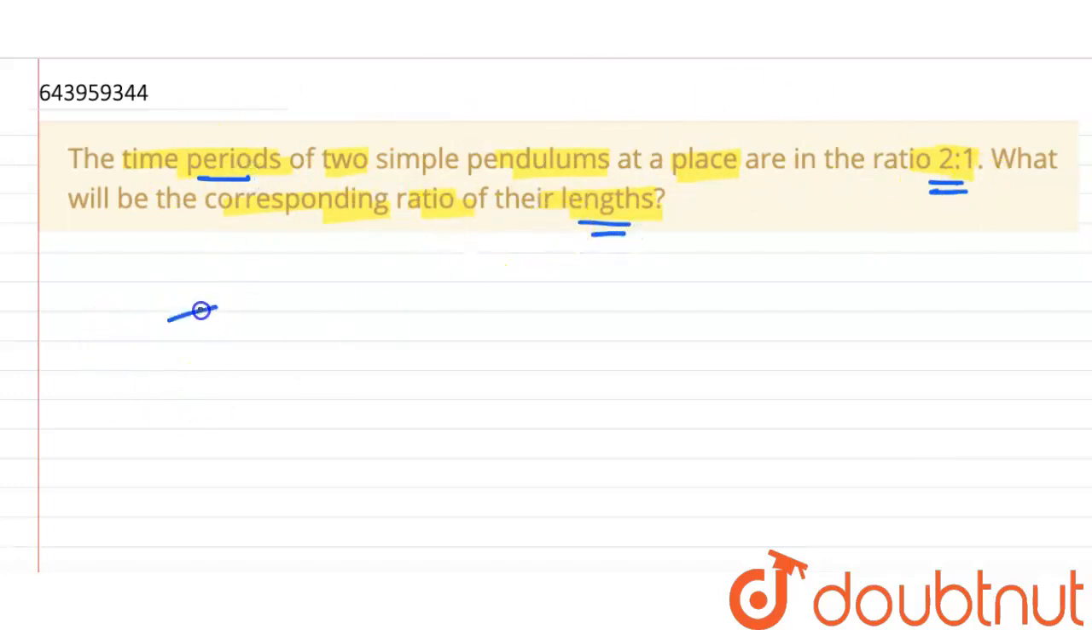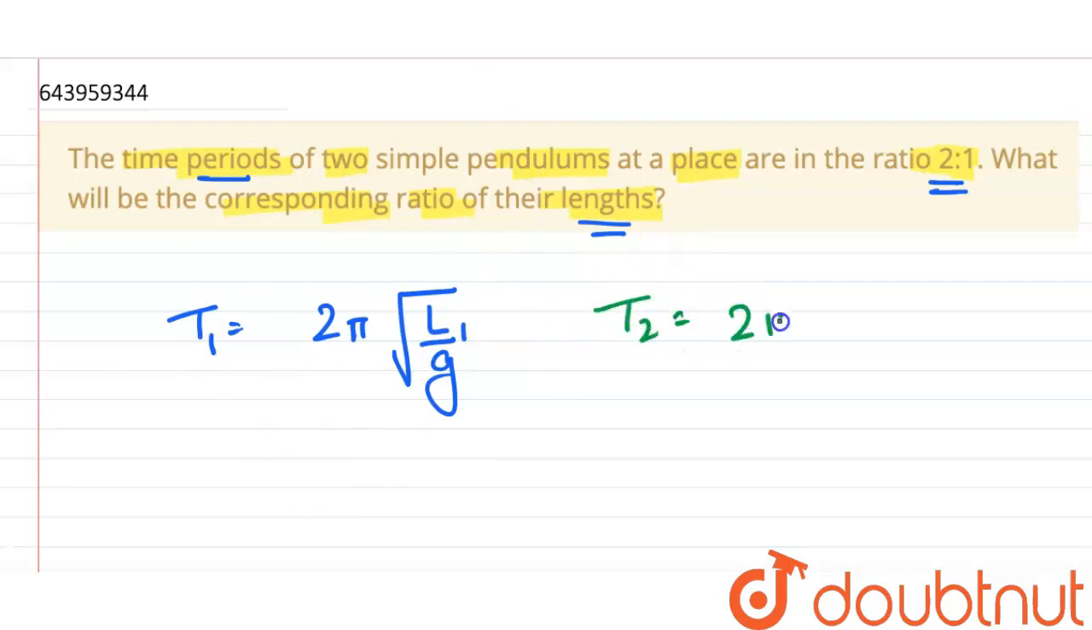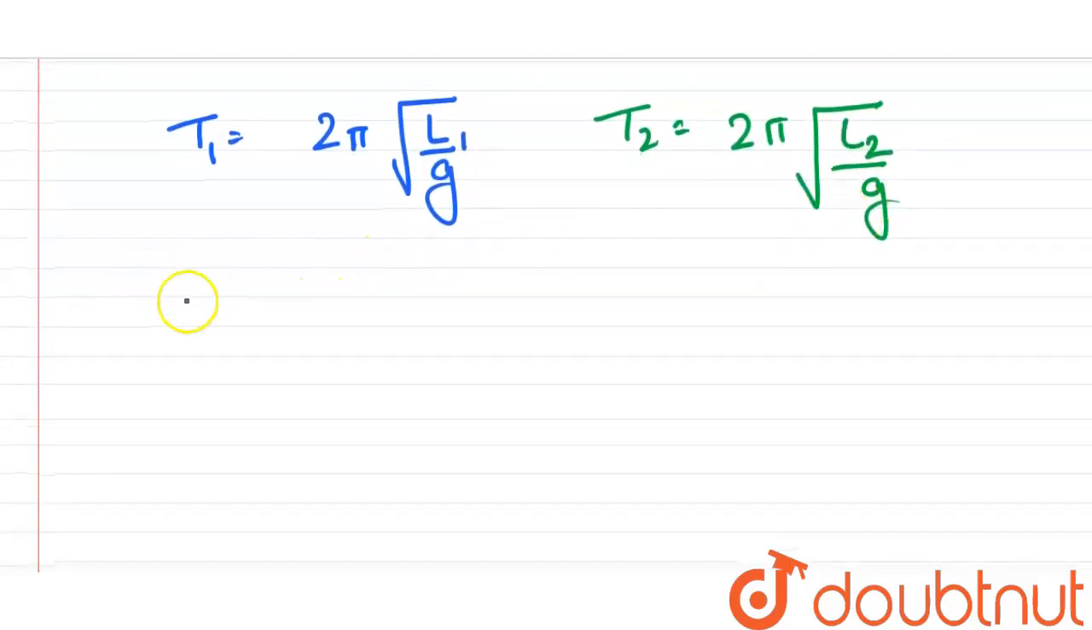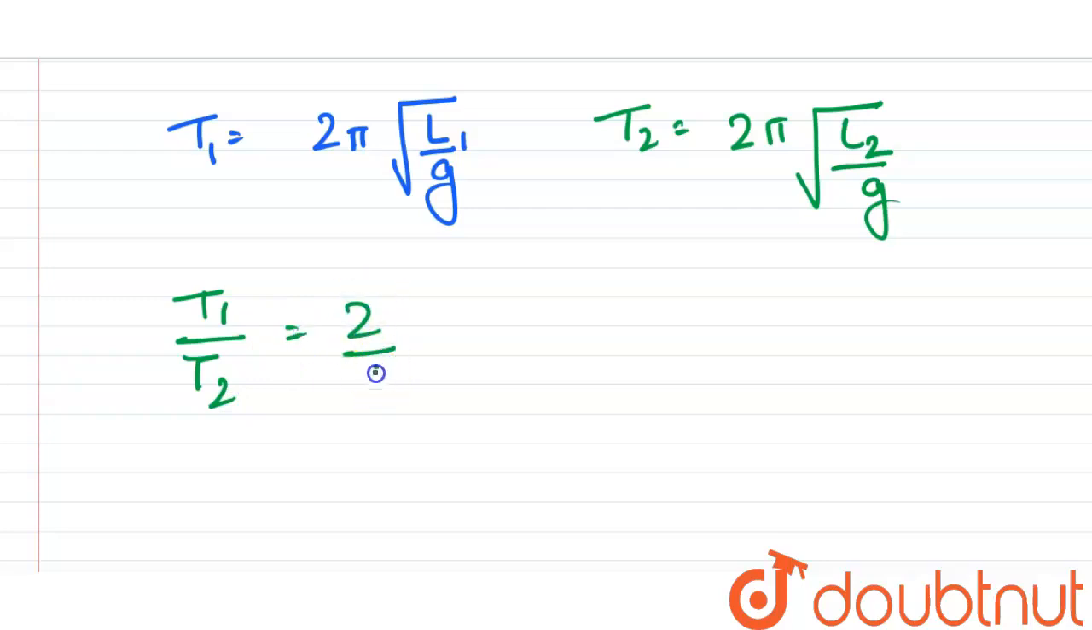Alright, we know time period is given by 2 pi under root L upon G. So from here we can say T1 equals 2 pi under root L1 upon G. Similarly, T2 will be given by 2 pi under root L2 upon G. Alright, now it is given that the time periods ratio is 2:1. That is, T1 upon T2 is 2:1.